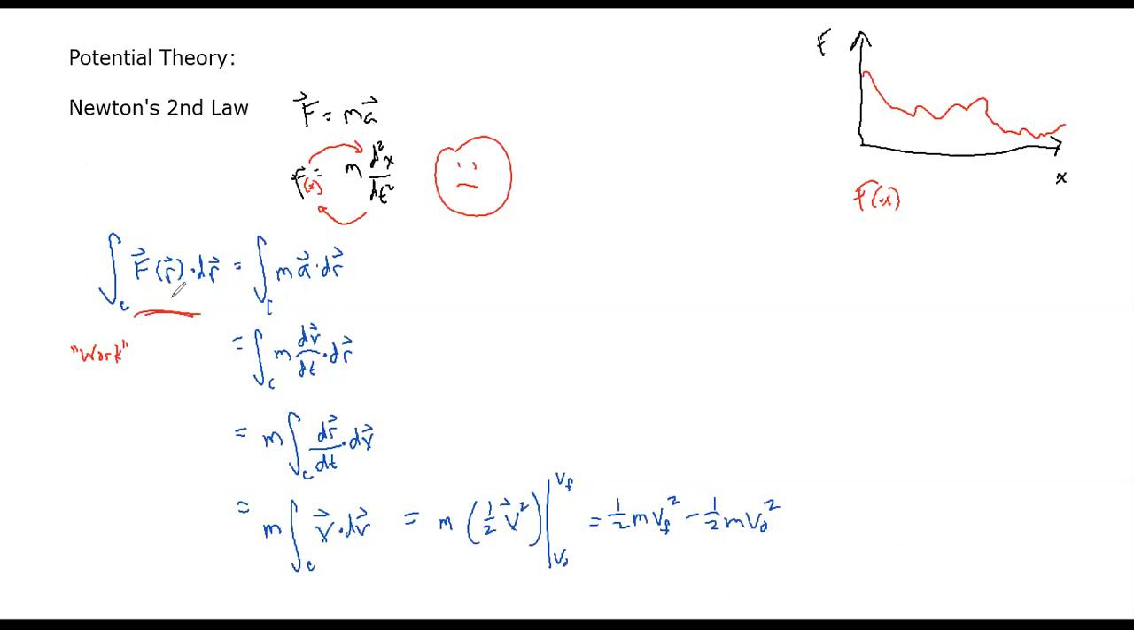So the work of a force field is the integral of F dot dr along the path that you take, right? So that's the work along that particular contour, and that's related to a simple scalar quantity called the change in kinetic energy. So that's the work energy theorem. It literally is Newton's second law.